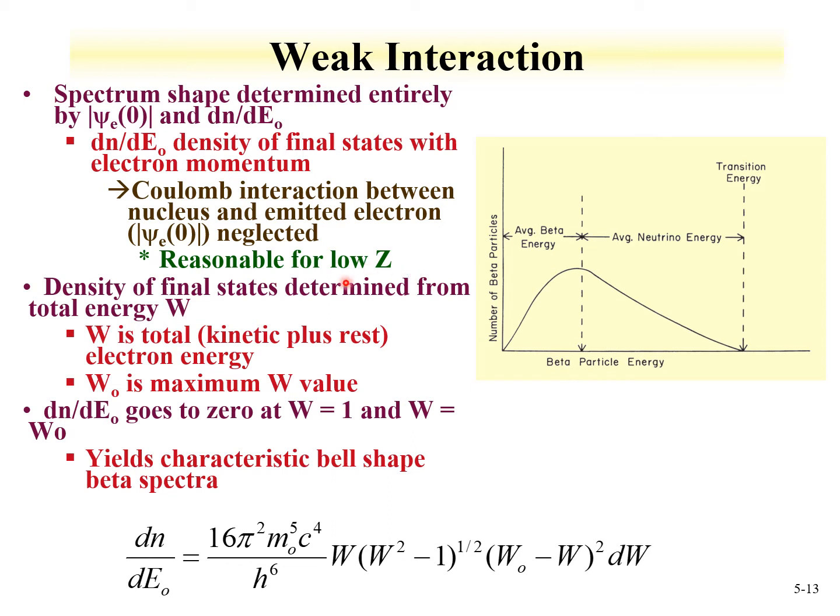There's also another equation, which is listed here, for a density of states as a function of energy, where we talk about the total energy of the system, which is the kinetic energy plus the rest energy. So we use the kinetic energy, rest energy of 1, and then the kinetic energy goes to some maximum value. We can solve for this equation, and we can also get the characteristic bell-shaped beta spectrum.